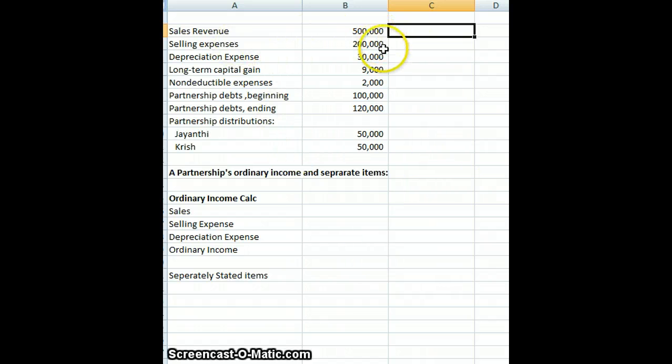Sales revenue $500,000, selling expenses $200,000, depreciation of $30,000, long-term capital gain $9,000, non-deductible expenses $2,000, our partnership debts at the beginning and end, and our partnership distributions of $50,000 apiece. So first of all, we want to calculate the partnership's ordinary income and indicate which items must be separately stated.